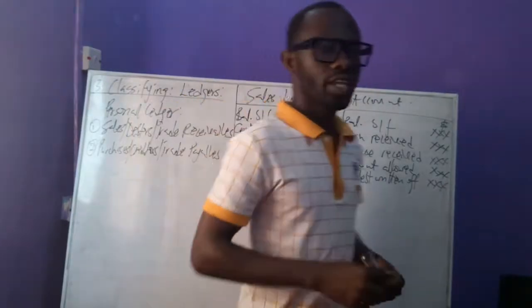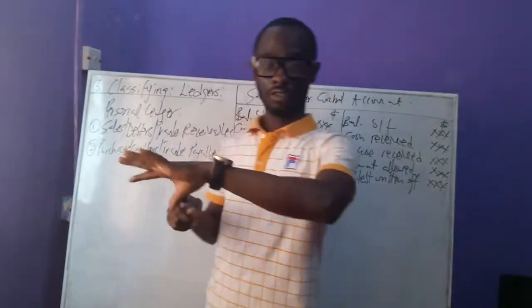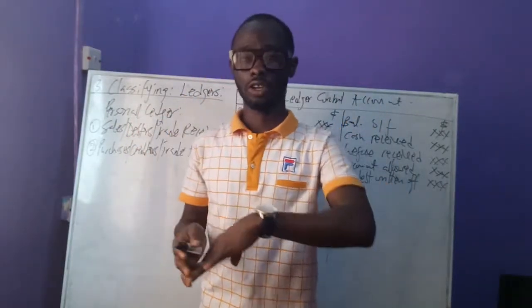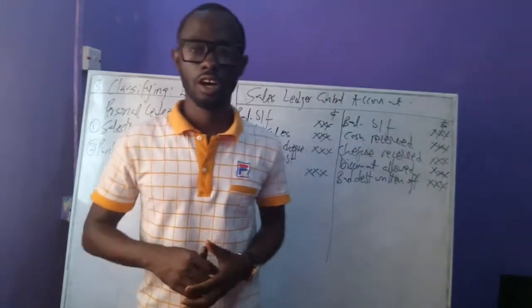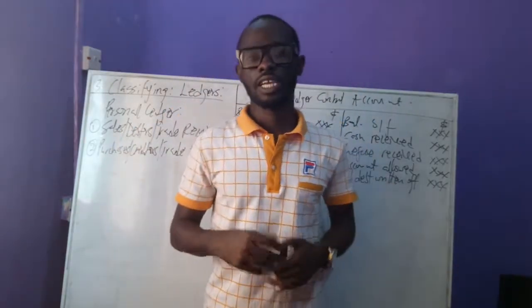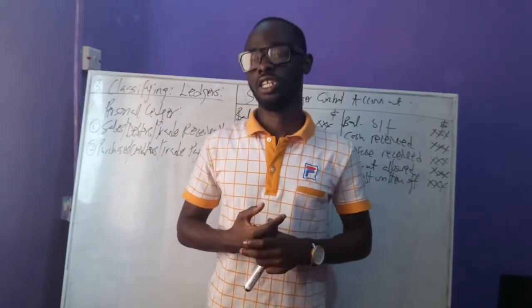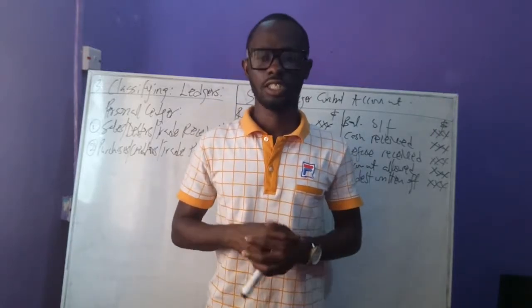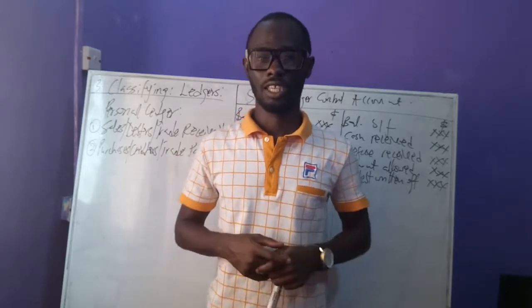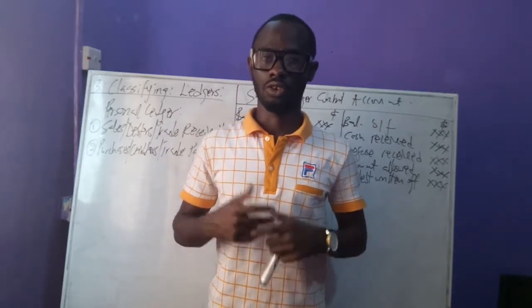Now, this is bad debt written off. Simply, we will do provision for bad debt later on. It's a topic on its own. But bad debt written off, it's simply where we realize that the customer will be incapable of paying us how much they owe us because the person is bankrupt or the person is incapable of paying us. So bad debt written off.